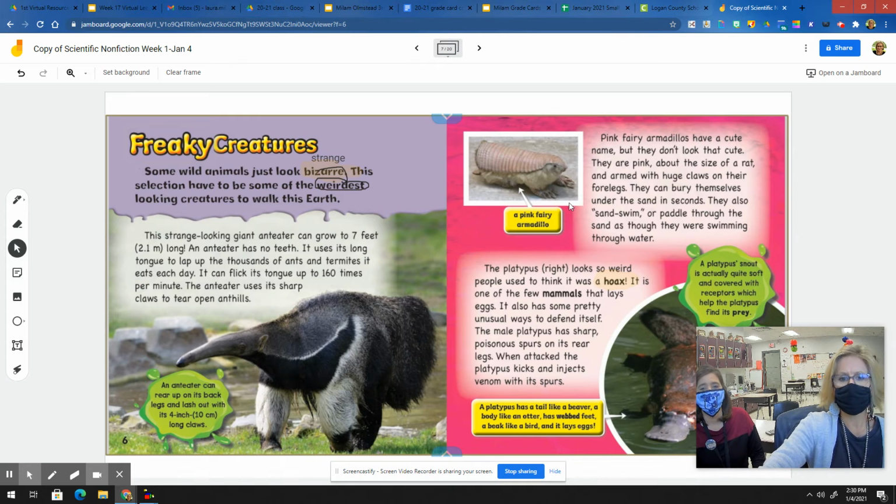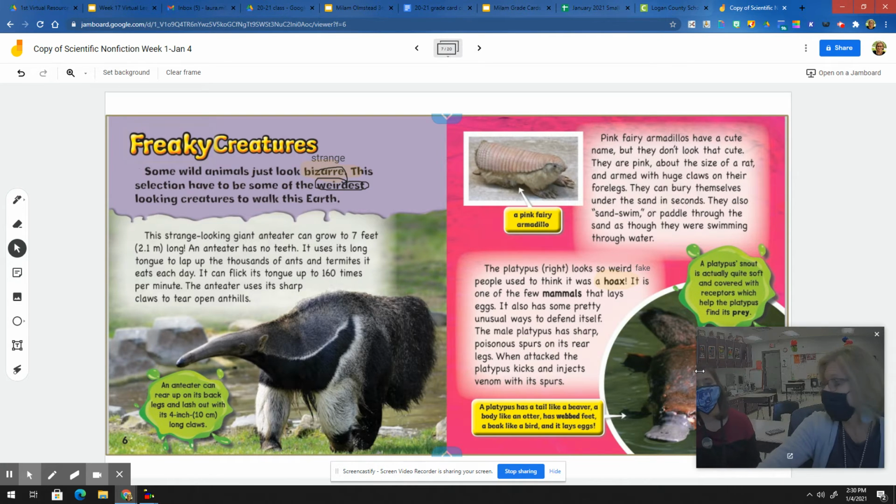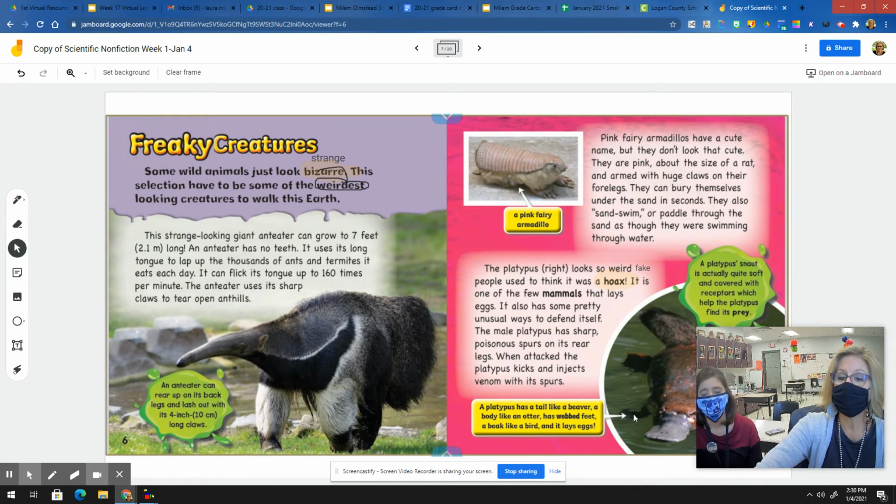There we go. So hoax, we could say fake. Not true. They thought it was like a made-up animal, or somebody was just drawing a picture of this strange animal. Okay. So your job today is to go through and find 3 to 5 words that are unfamiliar to you.